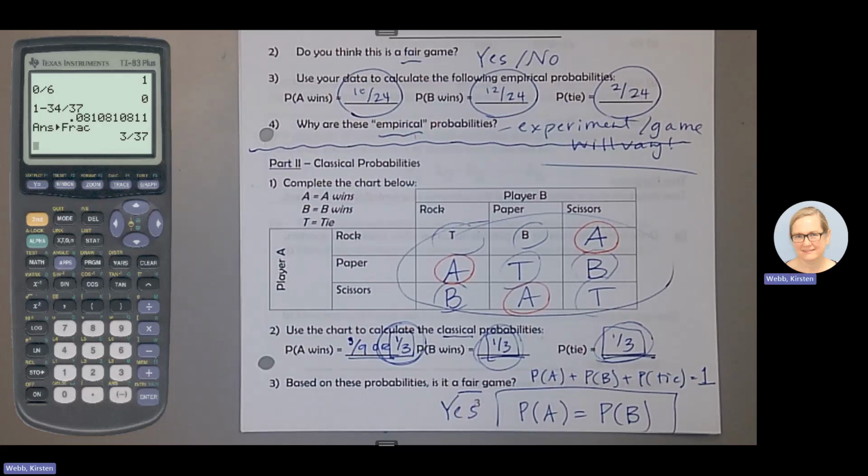Shouldn't you just get 1/3 every time? No, remember we said the experiment is going to vary every time, but it's probably going to level out at some point. Do you think playing the game 24 times is a lot of trials? No. It did feel like a lot, and some people are like, oh yeah, we're here all day. Would 2,400 be even more? Or 24 million?